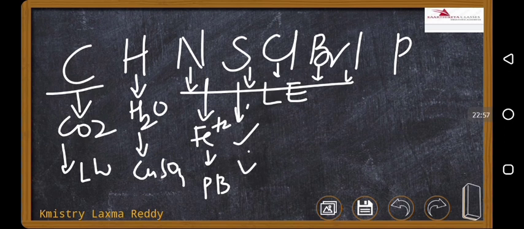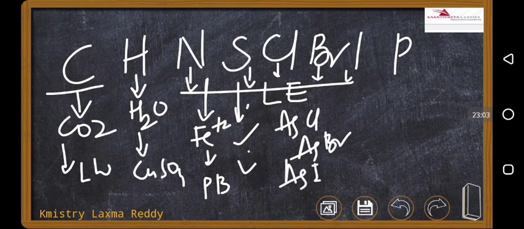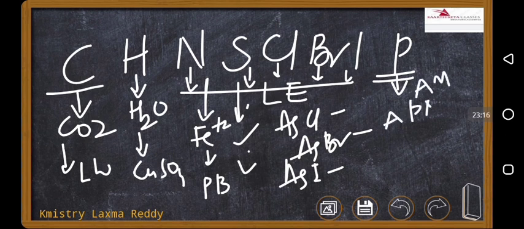For chlorine, bromine, iodine, AgCl or AgBr or AgI are the compounds formed. AgCl is soluble in ammonium hydroxide, partially soluble and insoluble. Phosphorus, it is converted to H3PO4, then I added ammonium molybdate, which gives you ammonium phosphomolybdate. Very important topic this is. You can expect one question in NEET, one question in JEE Mains. Okay. Next class will be about quantitative analysis.